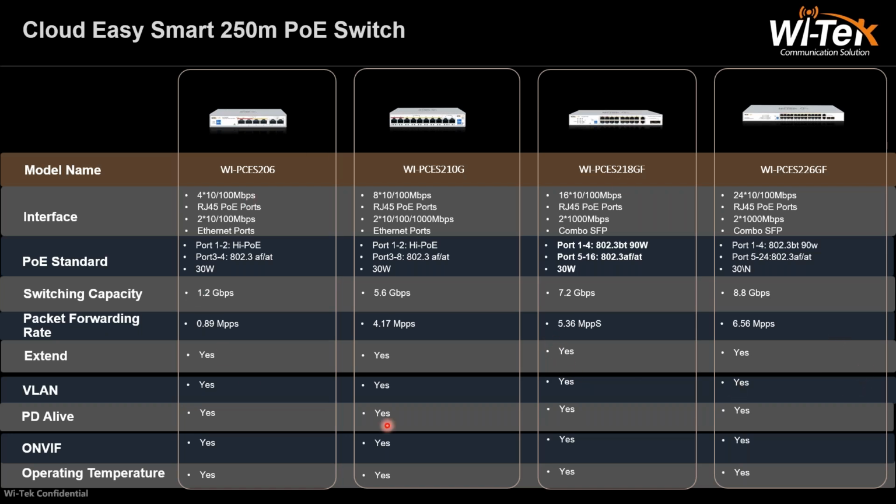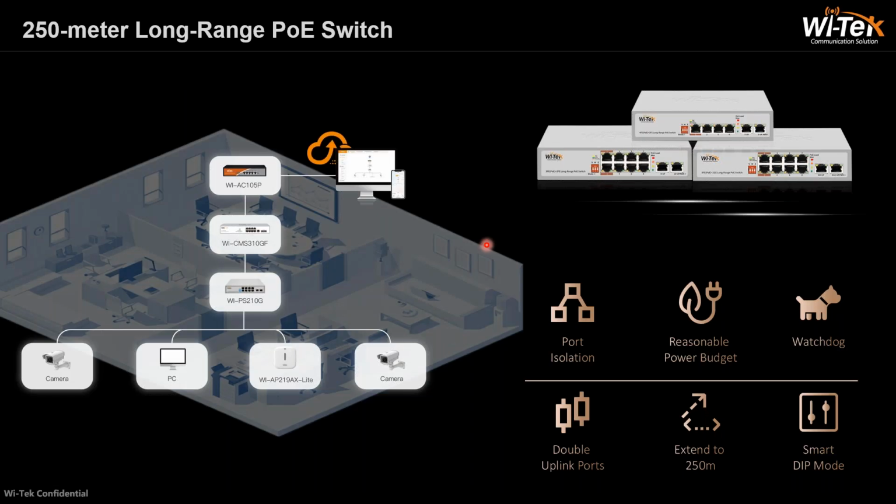Okay, let's quickly review all the parameters in here. We have basically three functions, like extending to 250 meters, the VLAN port isolation, and the PD Alive like the PoE watchdog function, all of which can be realized by the DIP switch. We don't have to log into this switch and make configurations, right? For our final user, we just use a DIP switch and can realize these functions.